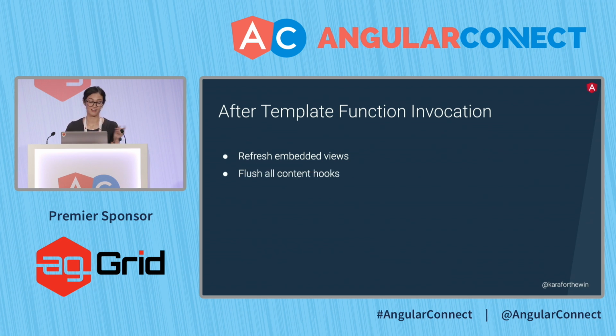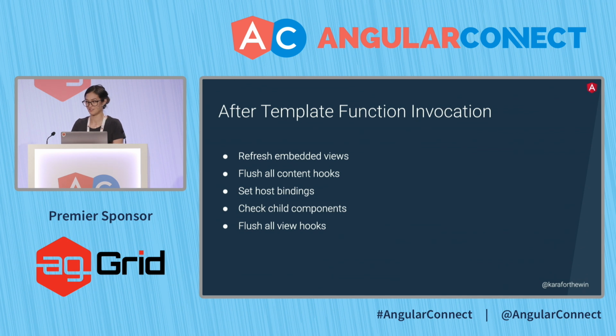Then we flush all the content hooks. Remember I said content hooks and view hooks happen view by view. So this is where we flush all the content hooks at once for a particular view. We set host bindings. We check any of your child components. So once again, we're calling the template function for any of the child components in the tree. And afterwards is when we flush all of the view hooks. And view hooks are bottom up, so we have to check the child components first.